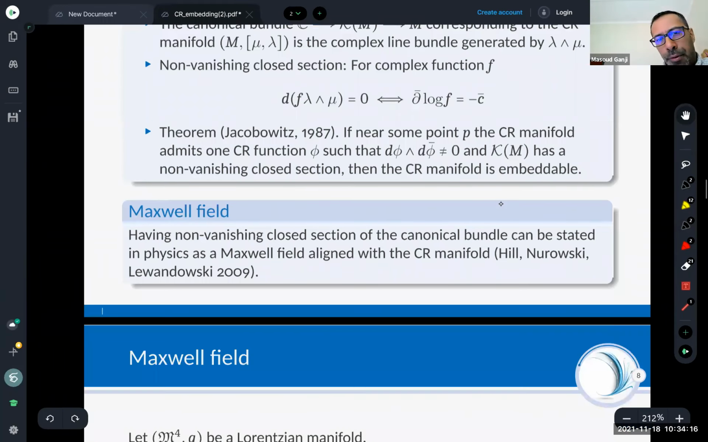So the non-vanishing closed section of the canonical bundle can be stated in physics as a Maxwell equation. I'll introduce that in the next slide. Here, Nurowski actually introduced or observed that notion and the relation with the CR structure. That's the Maxwell field. And please correct me if I'm wrong, because we use electromagnetic field and Maxwell field for this notion, so we don't distinguish between them. If they are different, are they different for you, Jock?